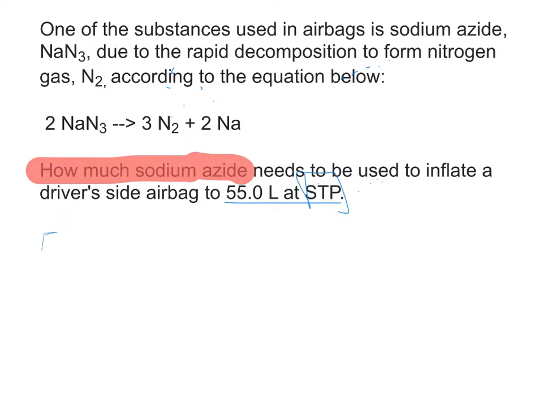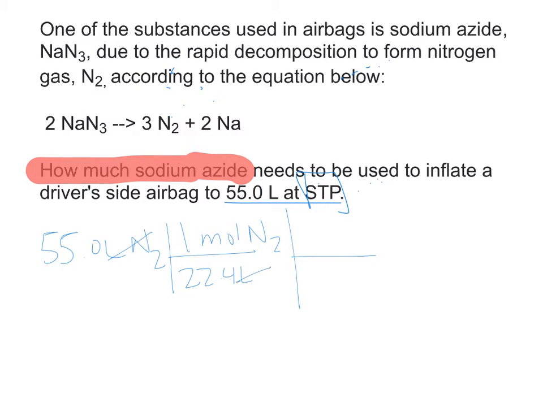So I start with 55 liters of nitrogen being produced. Because I'm at STP, I know that for every mole of nitrogen, it's going to occupy 22.4 liters. Now that I have canceled my liters of N2, I'm at moles of nitrogen.